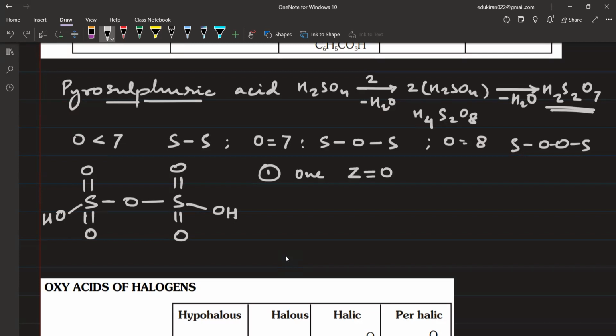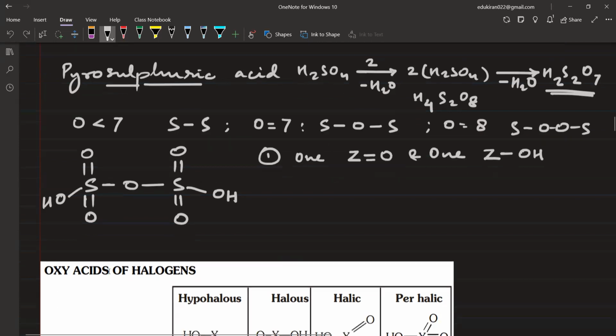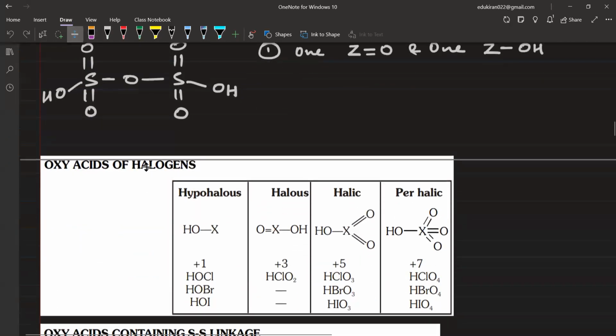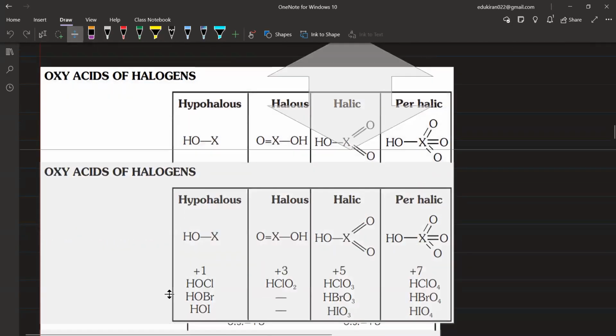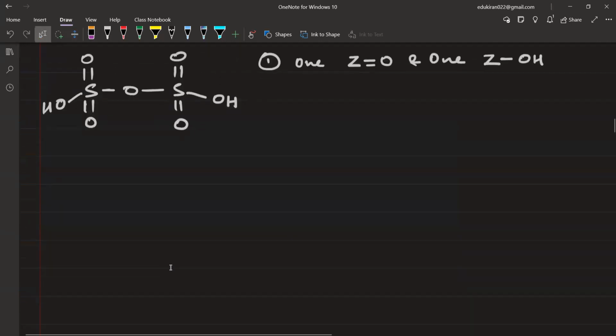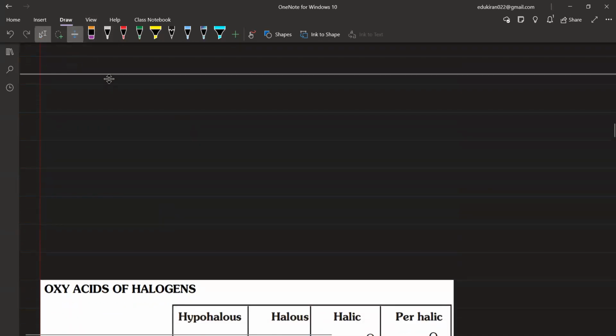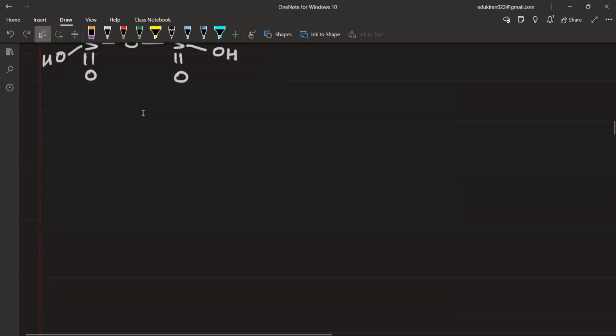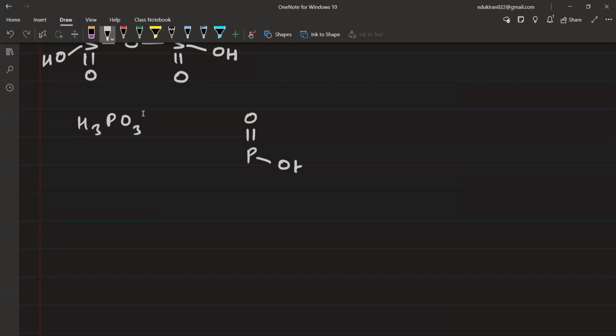Z double bond O, that means non-metal double bond O, and one Z bonded to OH should be there. ठीक है ना, यहां से स्टार्ट कीजिएगा. अब उसके बाद आपको कोई भी स्ट्रक्चर बनाना बहुत आसान हो जाएगा. For example, आप बनाइए H3PO3. ठीक है, so first of all I will have phosphorus double bond O and then I will have OH.